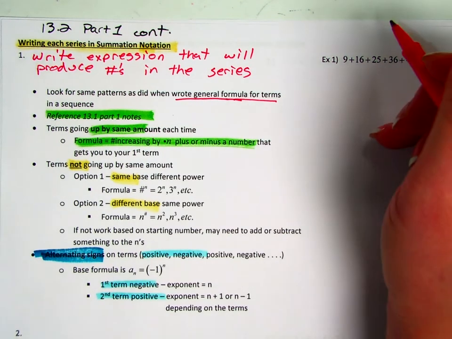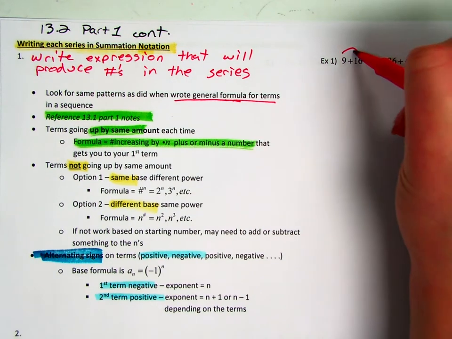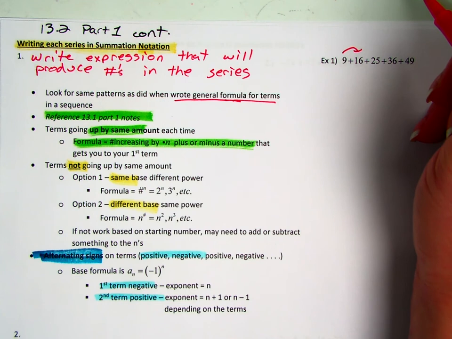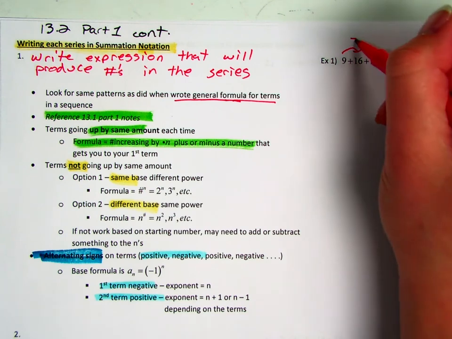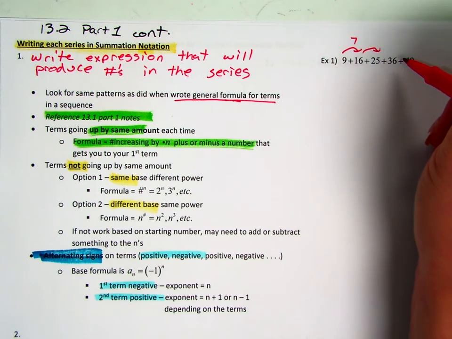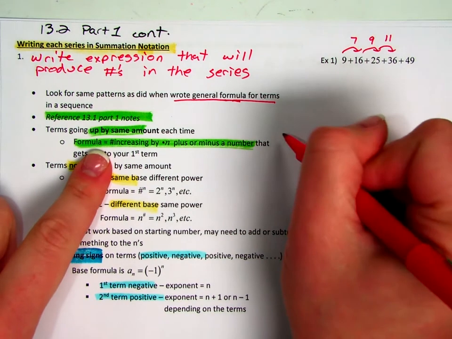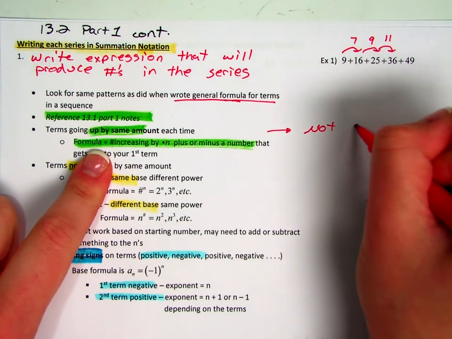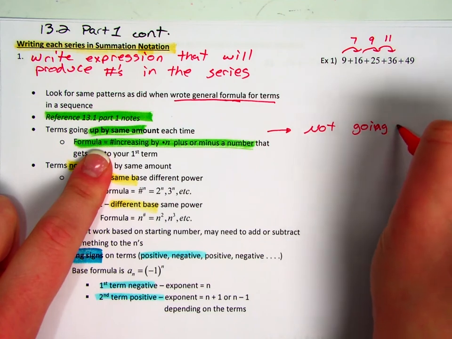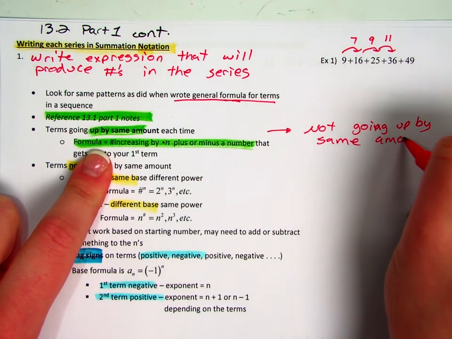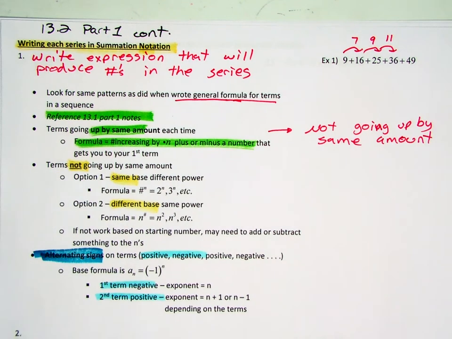So when I look at this one, I always try to look to see if they're going up by the same amount. So 9 plus, what would I have to add to 9 to get 16? 7, right? And then 9 would get me to 25, and then 11 would get me to 36. So these are not going up by the same amount. So that means I need to look for a different pattern, right? If they're not going up by the same amount, then we need to look for something else.